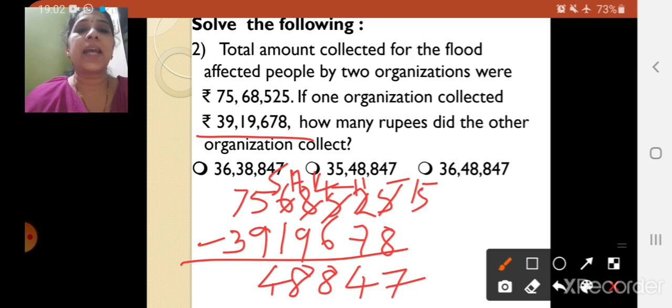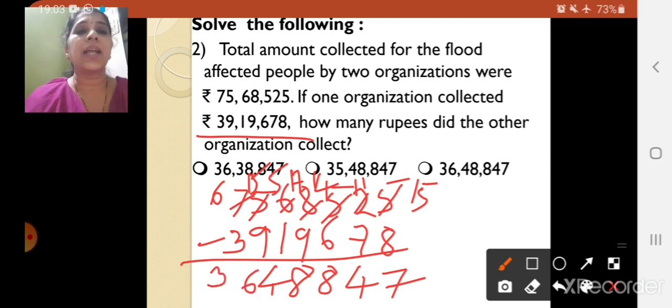5 minus 9, again you cannot subtract 9 from 5. So you are going to borrow 1 from 7. So in the place of 7 it will become 6 and in the place of 5 it will become 15. So 15 minus 9 is 6 and 6 minus 3 is 3.